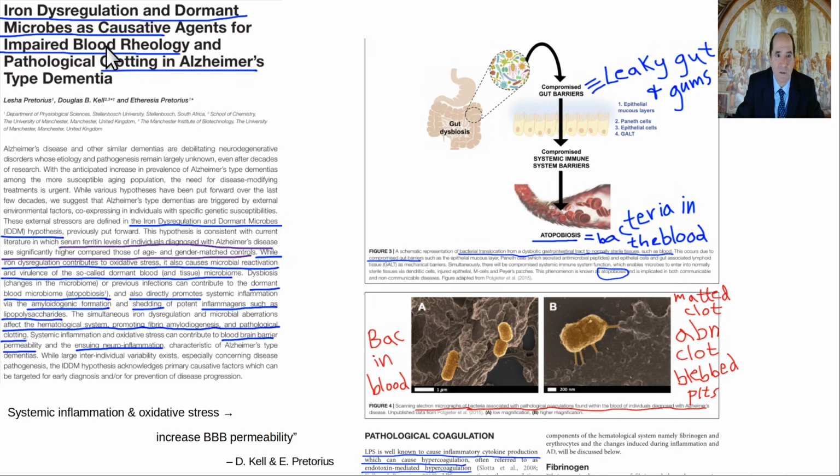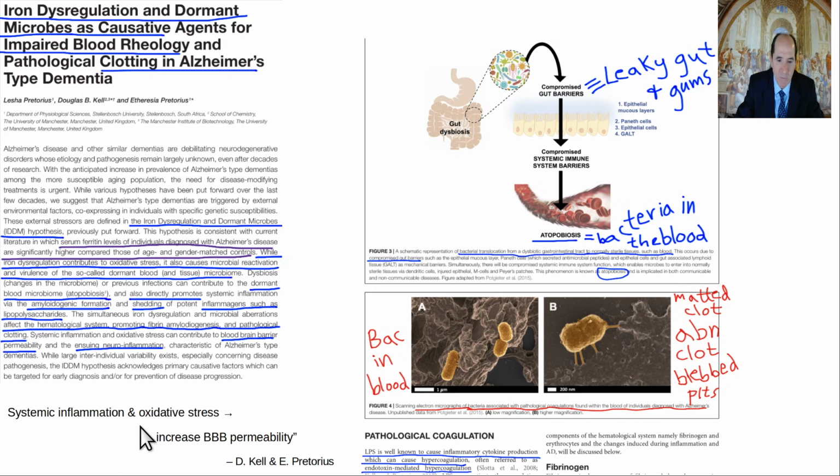Okay, some of the areas start getting a little interesting. Here's another article we just saw, from this group, Douglas Kell and Etheresia Pretorius. Iron dysregulation and dormant microbes as causative agents for impaired blood rheology, okay, making the blood thicker. When you get increased free iron in the blood, bacteria need that to grow. You also get reactivation of dormant bacteria, and those can cause problems in the blood, and they can also release their endotoxins, okay?